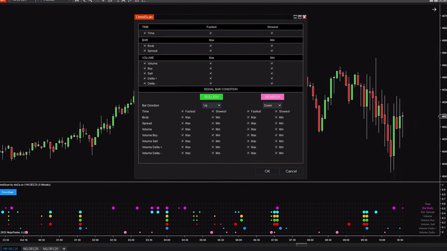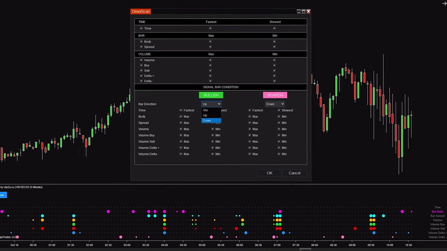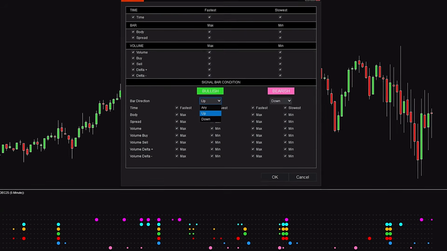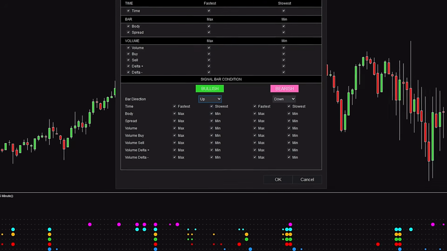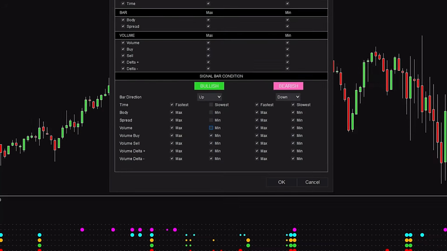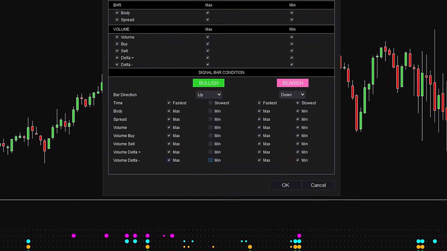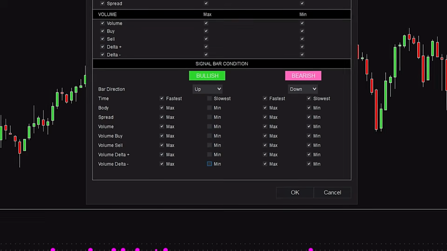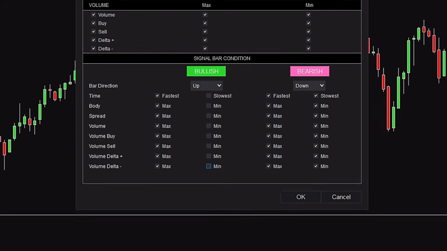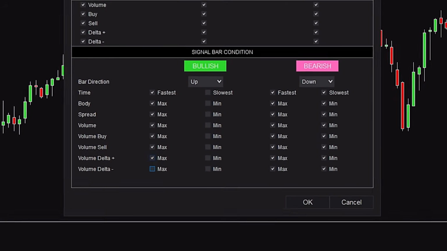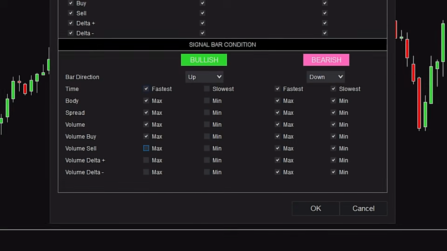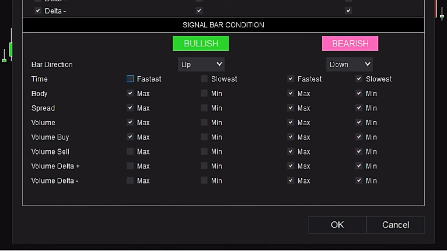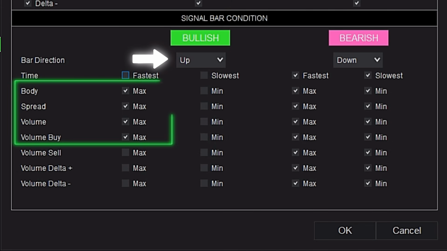Now we'll define the conditions for the buy set inside the signal bar condition panel. This is where we tell the indicator exactly when a buy signal should be generated. Step 1. Identify the candle direction. First, we specify that a buy signal must only be triggered on an up candle. This ensures that the signal always aligns with bullish price action. A buy should only appear when the market is actually showing upward strength.